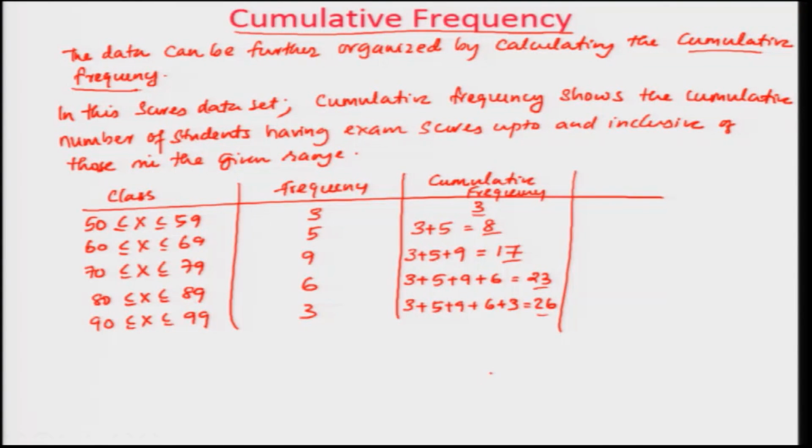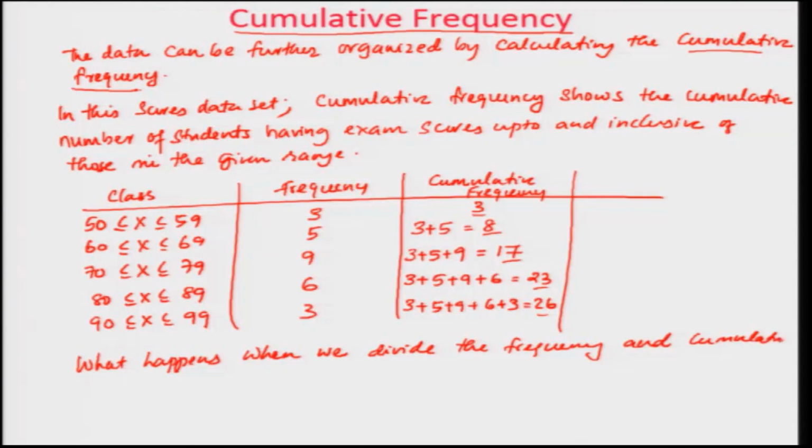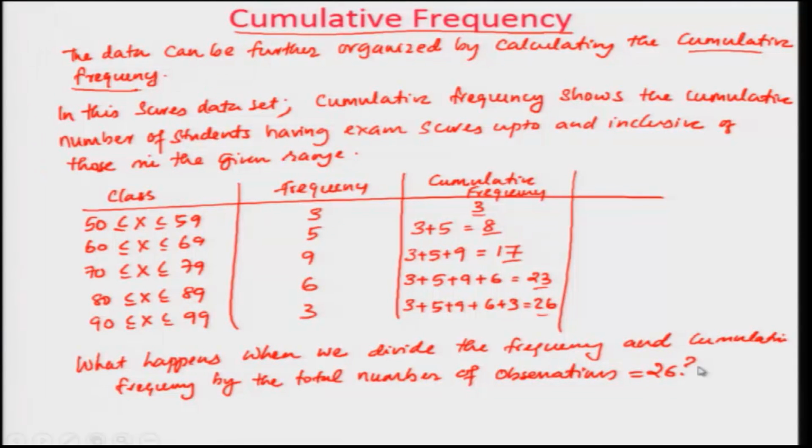Now, if this is the case, then what happens when we divide the cumulative frequency by the total number of observations, which is equal to 26? Let us think about that in a second.